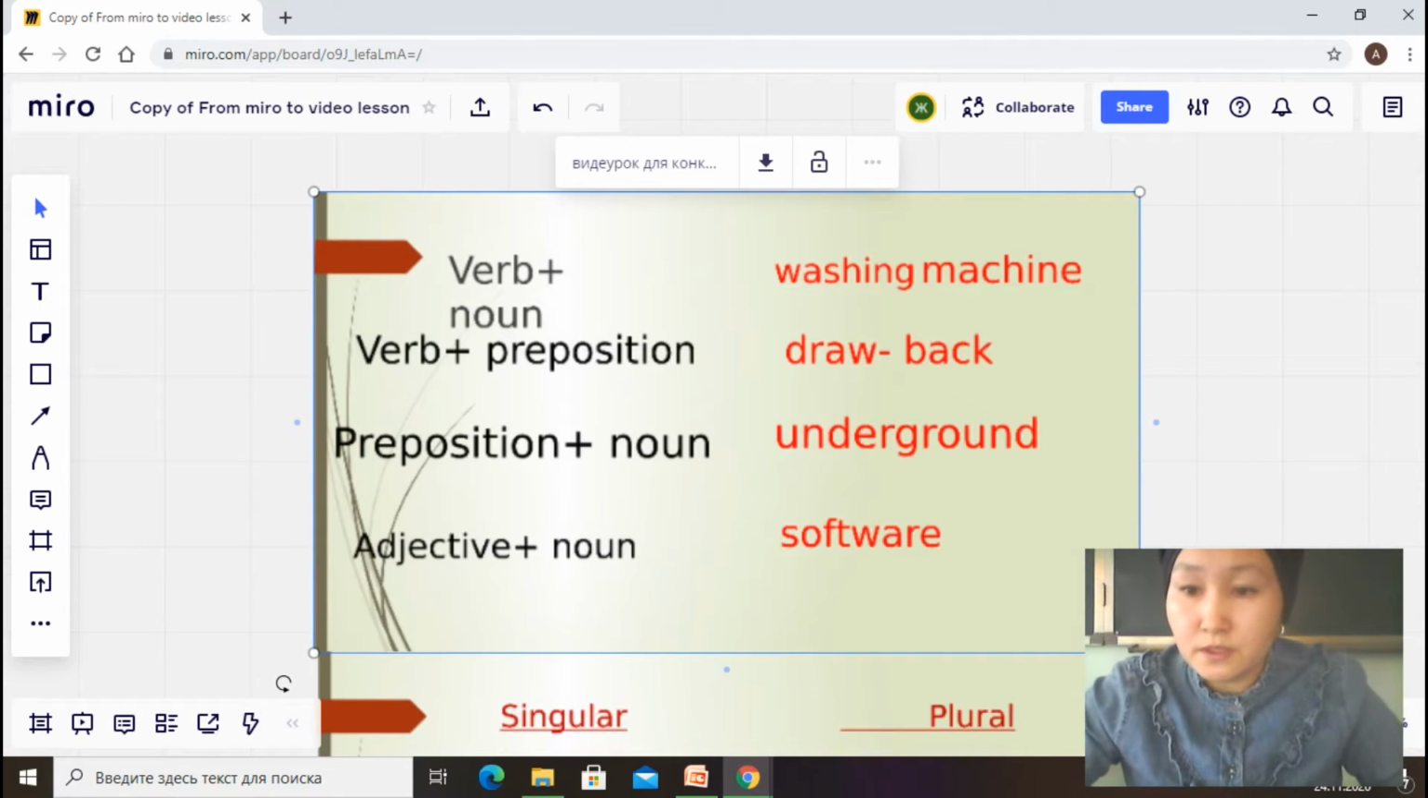Let's go on to look through examples. Washing machine. Washing, verb, machine, noun. Washing machine. Drawback. Draw, verb, back, preposition. Drawback. Underground. Under, preposition, ground, noun. Underground. Software. Soft, adjective, ware, noun. Software.